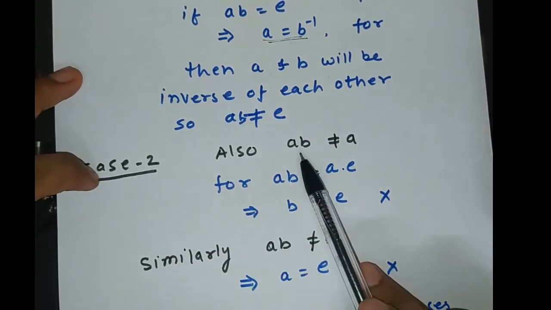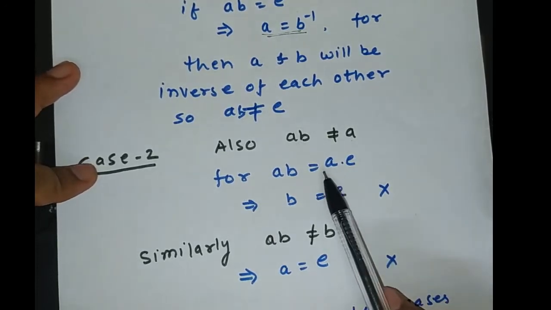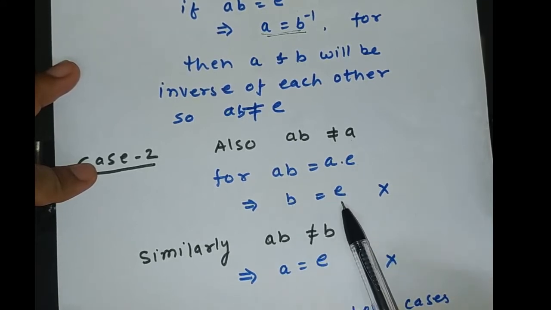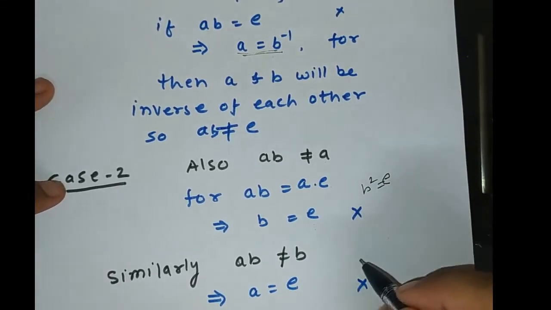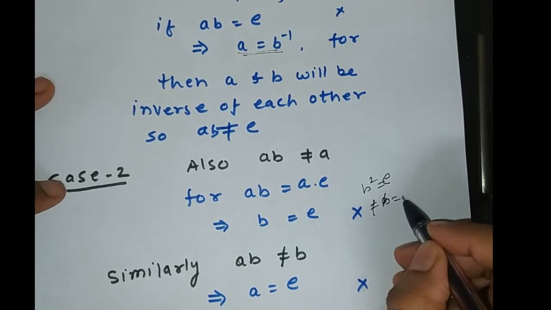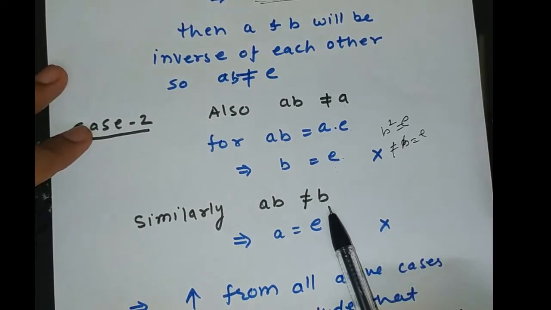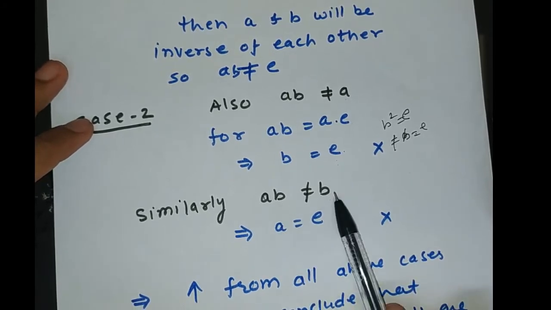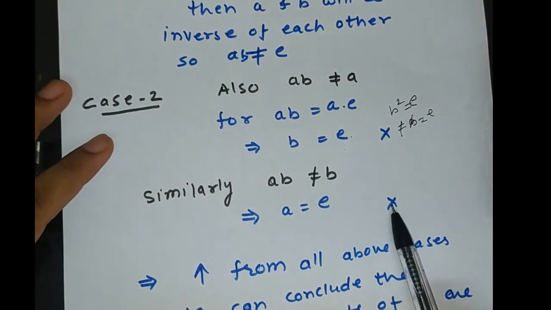Now the next case: if AB is equal to A, look at this. We can write AB is equal to A into E. By the left cancellation law, B is equal to E, but B is not equal to E. You know that B squared is equal to E, not B equal to E. So this is not possible. Again, if we take AB equal to B, then we get A is equal to E, but A is also not equal to E.